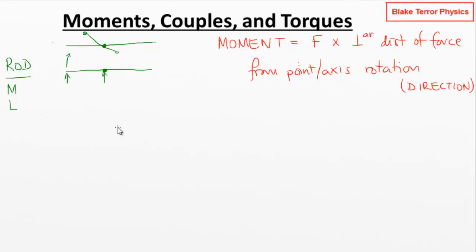Right, let's go back to this rod then and see what's going on. I'll draw out another rod. We need this point or axis of rotation because there are three bits that we've got for defining the moment along with the direction. So four bits: we've got the force, the perpendicular distance, the point or axis of rotation, and the direction. Okay, so let's say our point or axis of rotation is at one end of the rod.